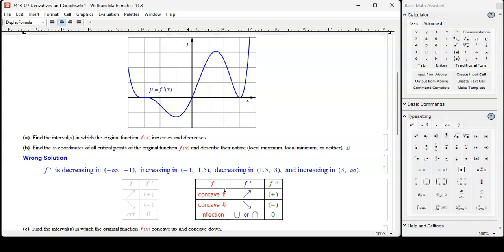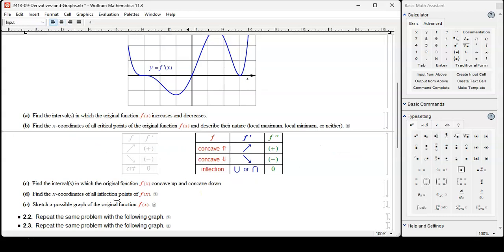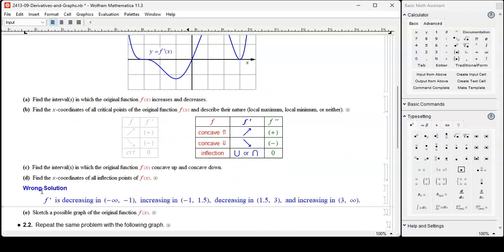The derivative function here is blue, remember this? And as for the wrong solution here, f prime is decreasing, increasing, decreasing, and increasing. That corresponds to this middle column perfectly. So now, the solution here, if I move down here, it becomes a correct solution. F prime is decreasing, increasing, decreasing, like that.